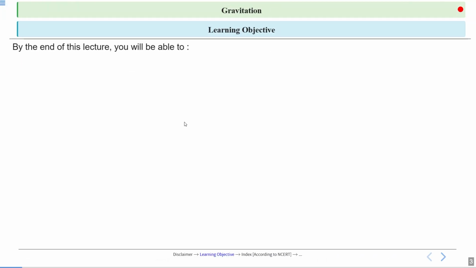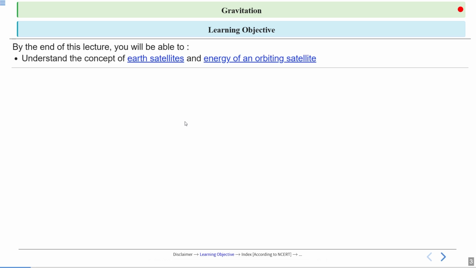Learning objective: by the end of this session you will have a solid understanding of the concept of Earth satellites and energy of an orbiting satellite.